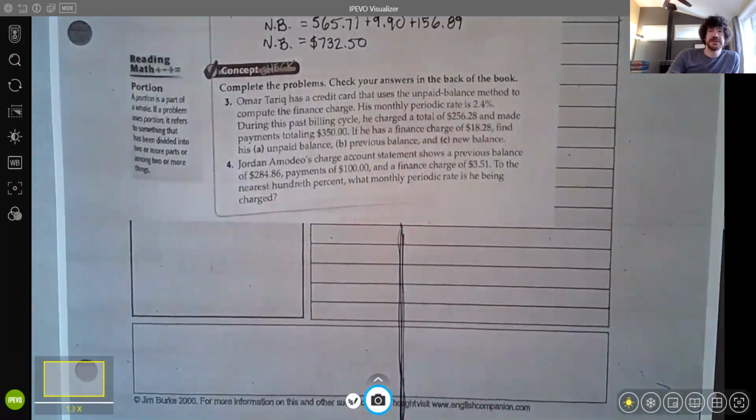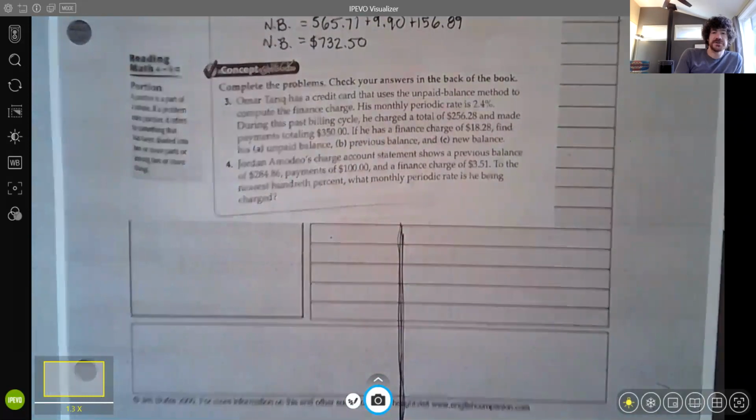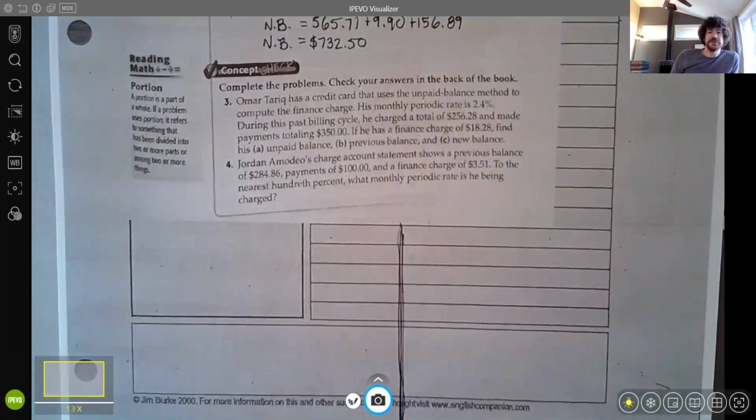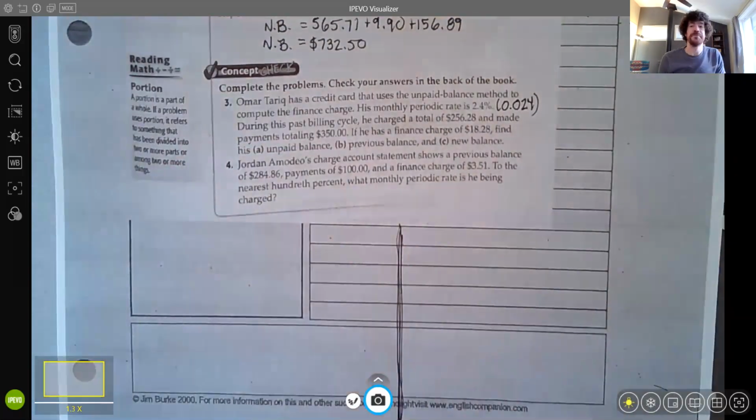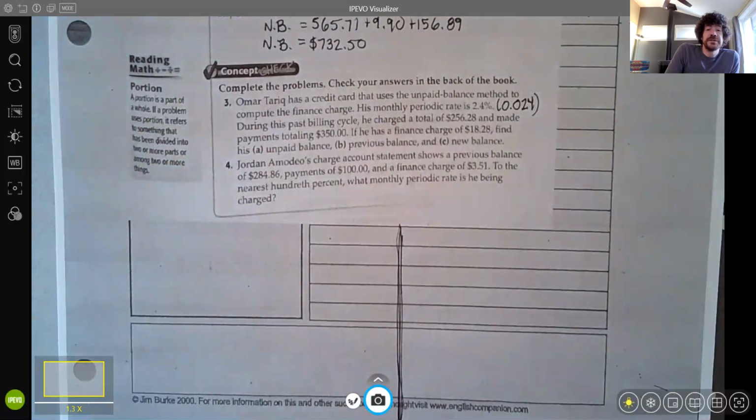So number 3, we've got Omar Tariq has a credit card that uses the unpaid balance method to compute the finance charge. His monthly periodic rate is 2.4%. And I'm just going to go ahead and say, I know that means 0.024. During this past billing cycle, he charged a total of $256.28. So that's the new purchases. He made payments totaling $350. And if he had a finance charge of $18.28, find the unpaid balance, previous balance, and the new balance.